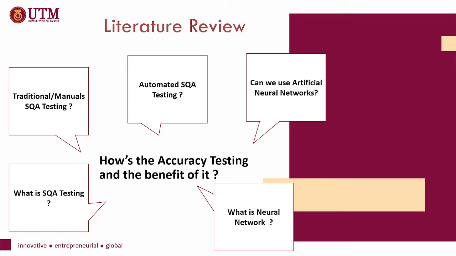Can we use artificial neural network? Of course. There's computational intelligence. We can use this for anything. And a neural network is like a human being. You can think normally, and we can get the accuracy of the logic of a human being.